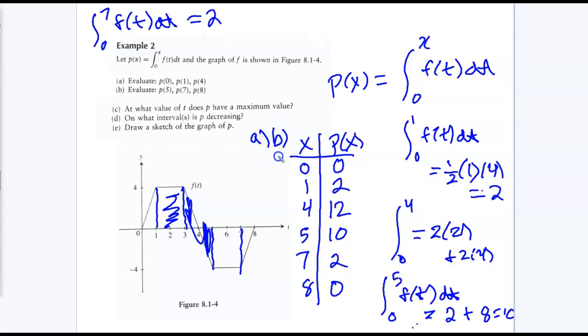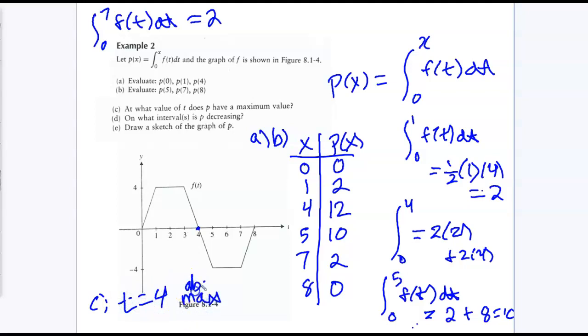Part C, at what value of t does P have a maximum value? Well, looking at my graph, I have a maximum at 4. And notice my derivative does change from positive to negative at 4. Also, I did check the endpoints, but the endpoints were 0. So for part C, at t equals 4, we get a max value. That's an absolute max.